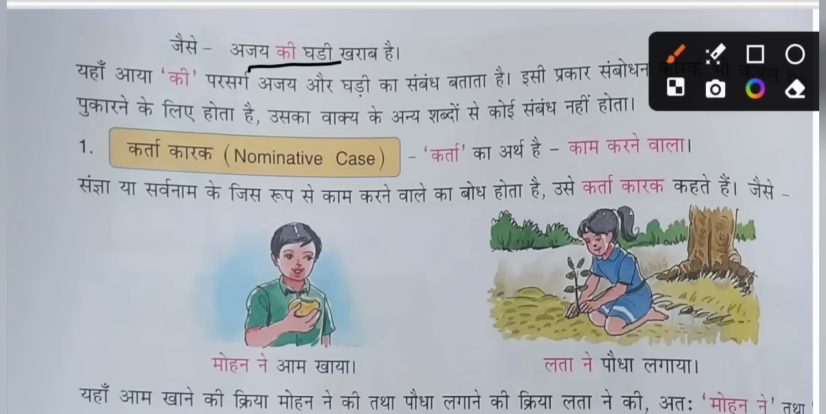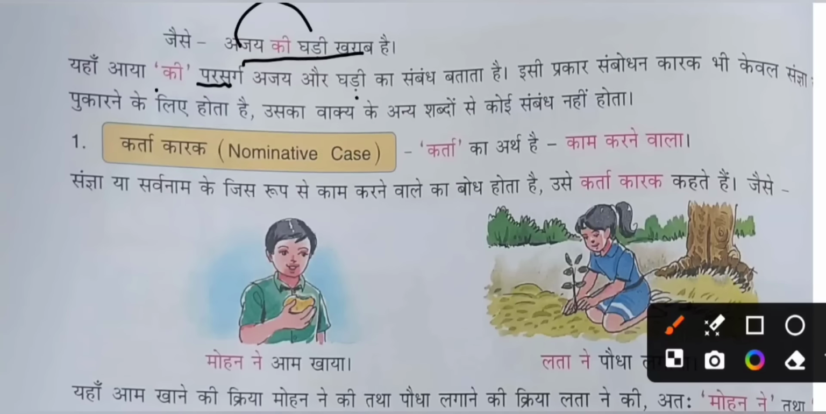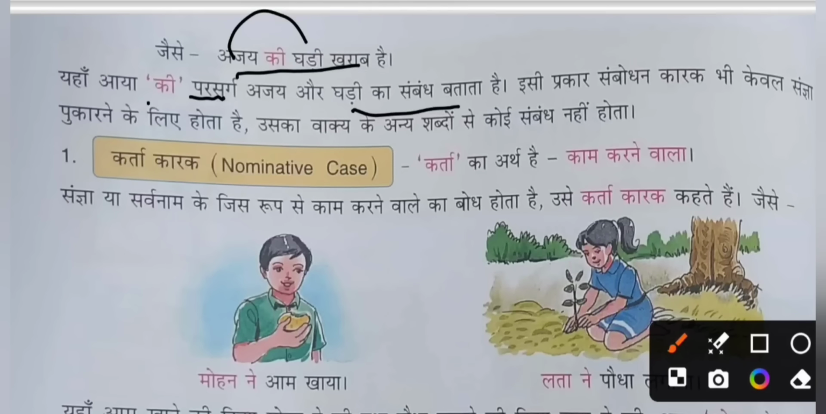जैसे, अजय की गाड़ी खराब है. So here संबंध कारक states that Ajay's car is in a state of repair. So we are giving the relationship of how the two nouns, Ajay and gaadi, are connected and related to each other. यहाँ "की" परसर्ग अजय और गाड़ी का संबंध बताता है. It gives the relationship of how Ajay and gaadi are connected. इसी प्रकार संबोधन कारक भी केवल संज्ञा पुकारने के लिए किया जाता है. So the संबोधन "हे, अरे" is also used just to call the noun. उनका वाक्य में अन्य शब्दों से कोई संबंध नहीं होता है. It is not related to any other words in the sentence.